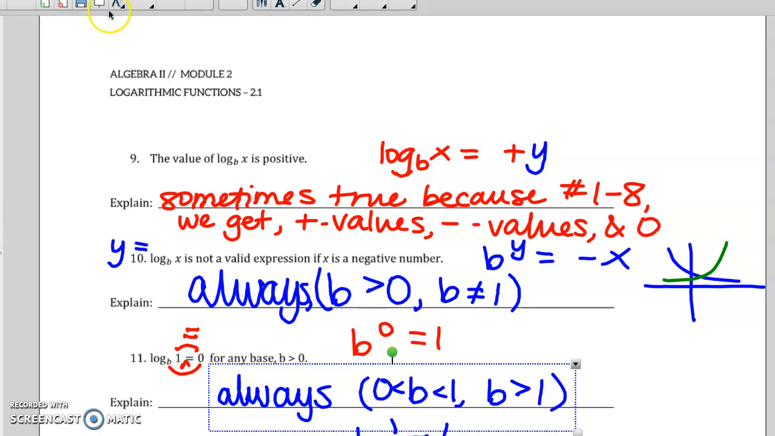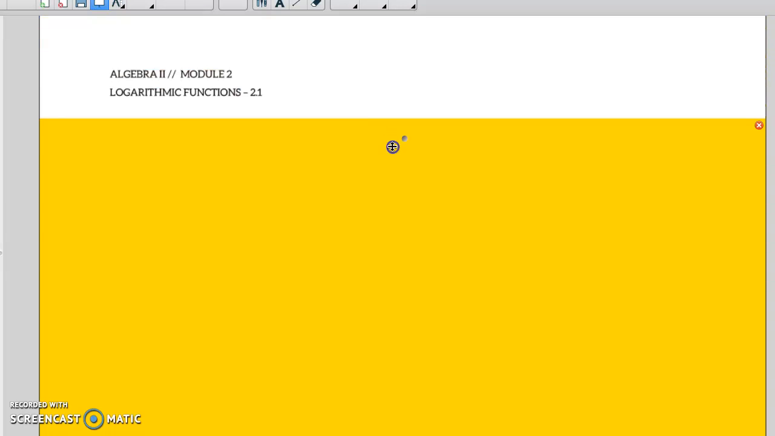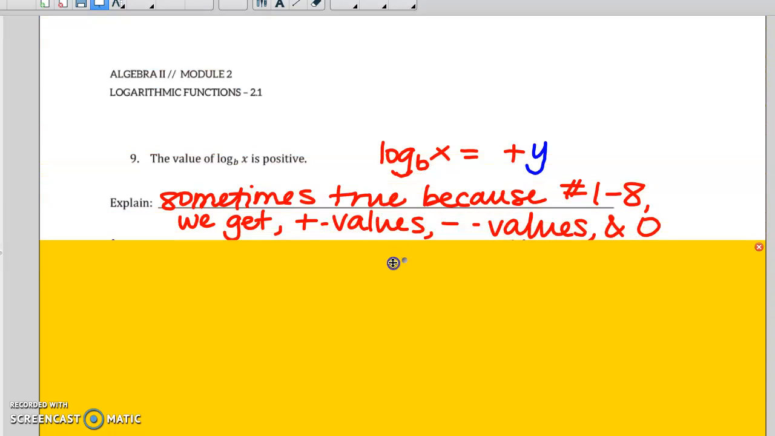All right, I don't want to give you all the answers here, so we're going to just cover this up. But here's an example. Okay, number 9, the value of log base b of x is positive. Okay, so using evidence from 1 through 8, you should see that yes, sometimes log is positive, sometimes it's also negative and 0 though. So I said that this was sometimes true. That's what I'd like you to try on 9 through 14. Just go through and base it on logic from 1 through 8, and we will go over the answers when I'm back, hopefully tomorrow.